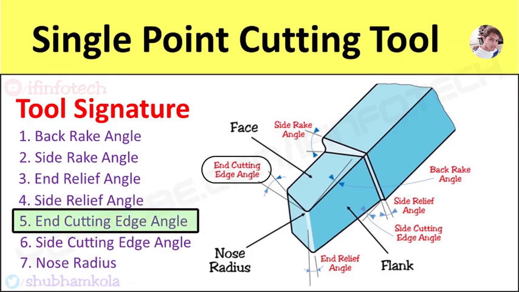Next is end cutting edge angle. It is the angle between end cutting edge and line perpendicular to shank of tool. This angle provides clearance between tool cutting edge and workpiece.